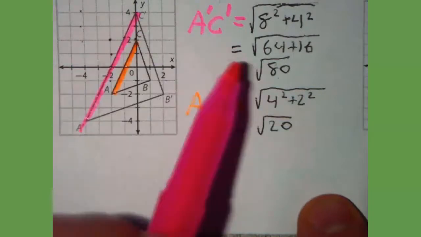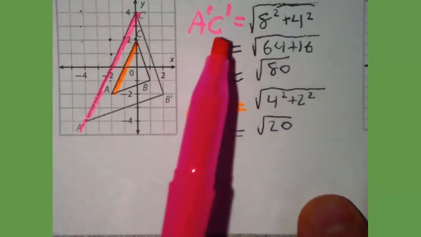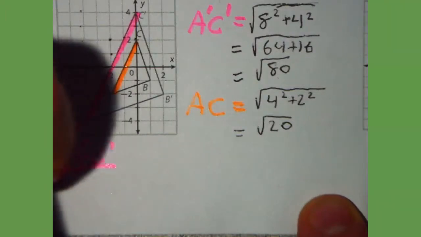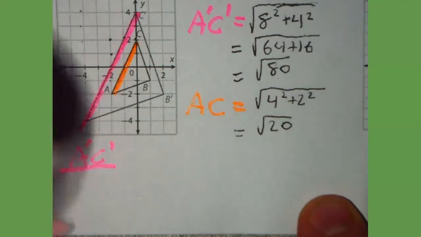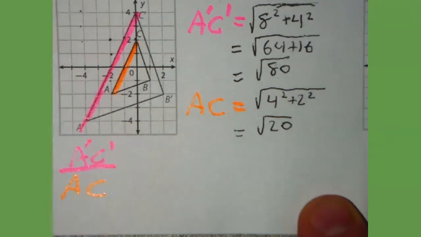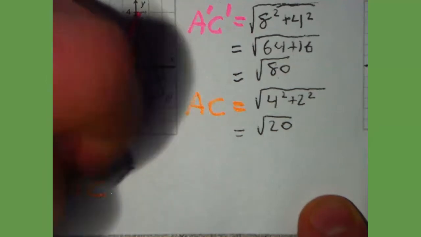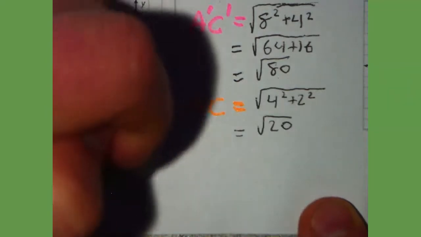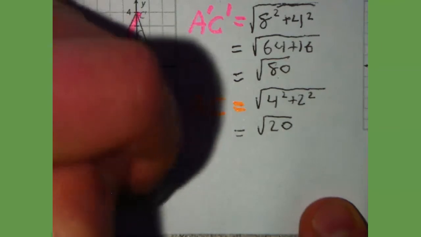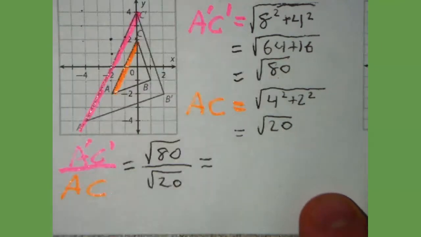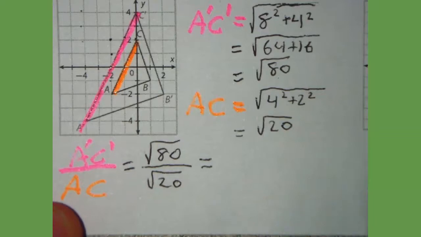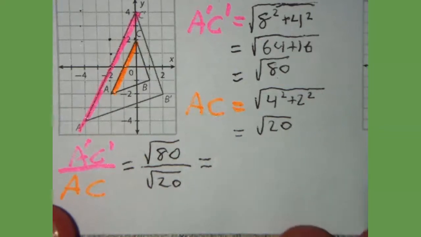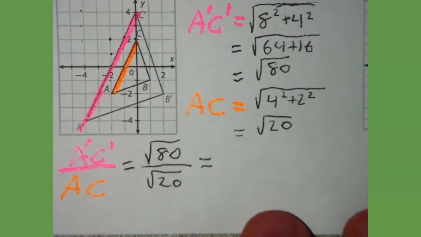Remember, the image, the ending part should be on top, so we want to do A'C' over AC, which would be root 80 divided by root 20. And we need to get a decimal for that. So you might need a calculator, unless you know the square root rules and all that. They're not too difficult, but just in case.